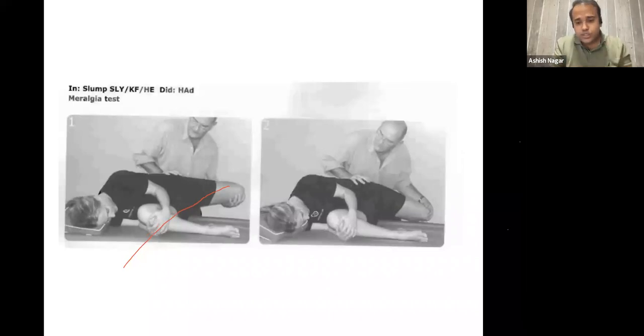Now, in the same position, if you do adduction instead of abduction, that means you're testing the lateral cutaneous nerve of thigh, which is also tested for meralgia paresthetica, which can be a common complication as in postpartum women, as well as it can be in any number of people, where you will also have some kind of numbness present around the lateral aspect of front of thigh.